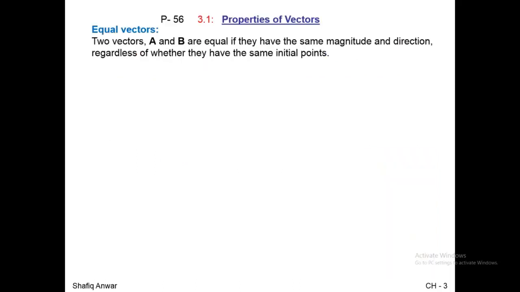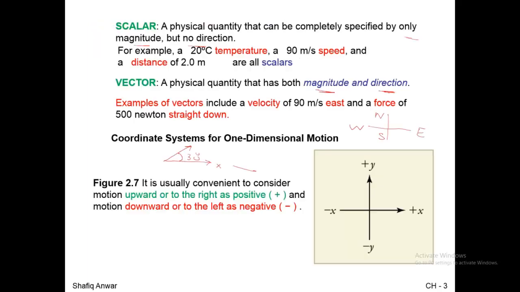All right. Now, properties of a vector. You see, vector A and vector B. As I told you, we show the direction.